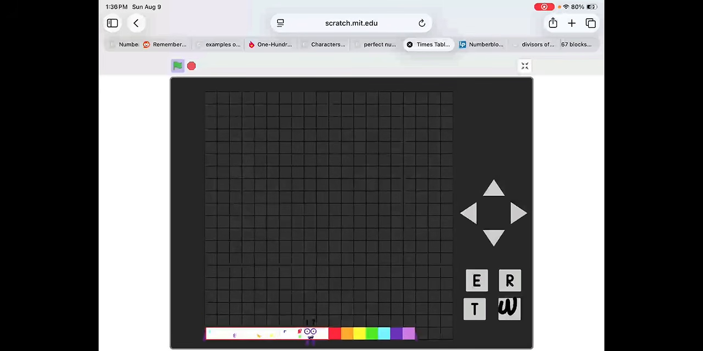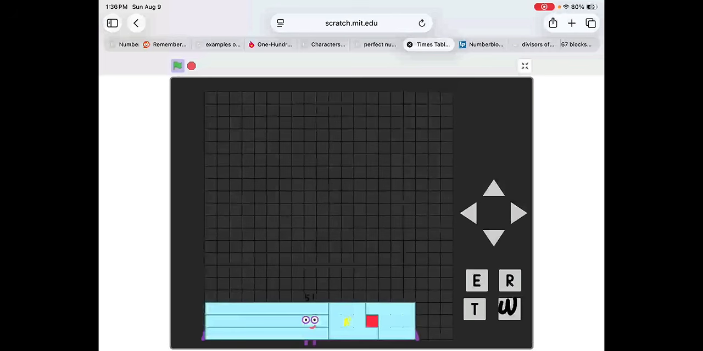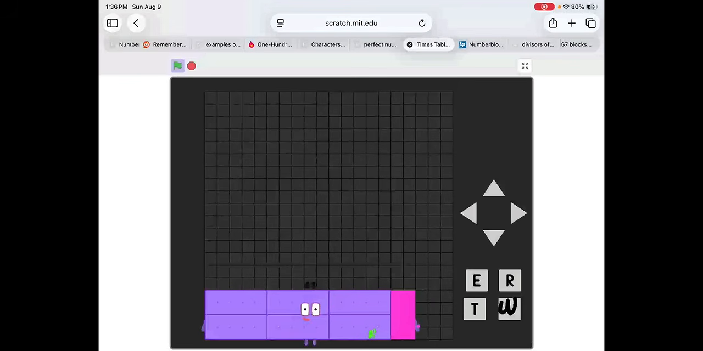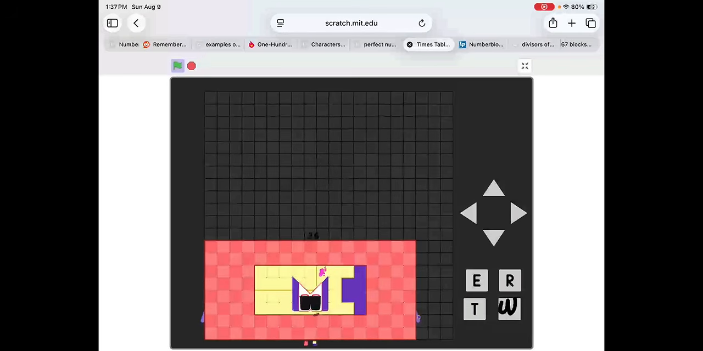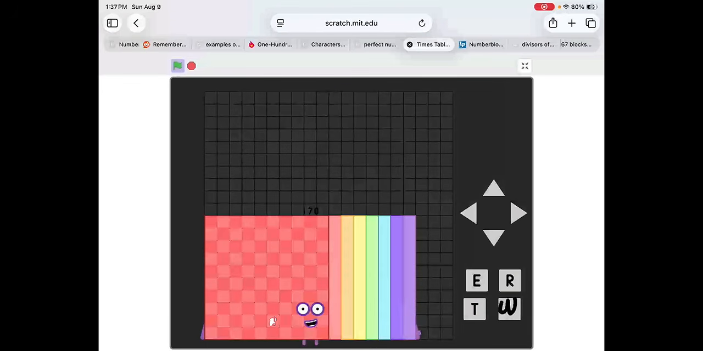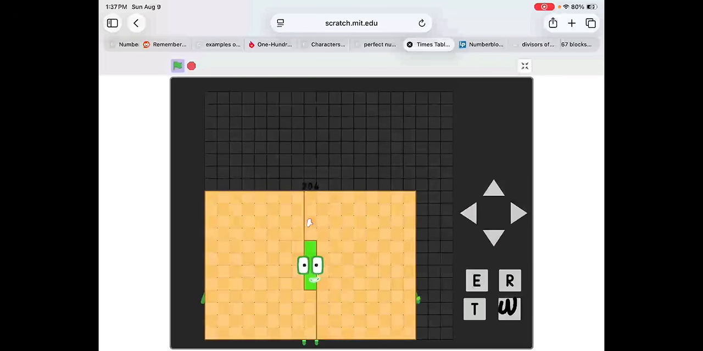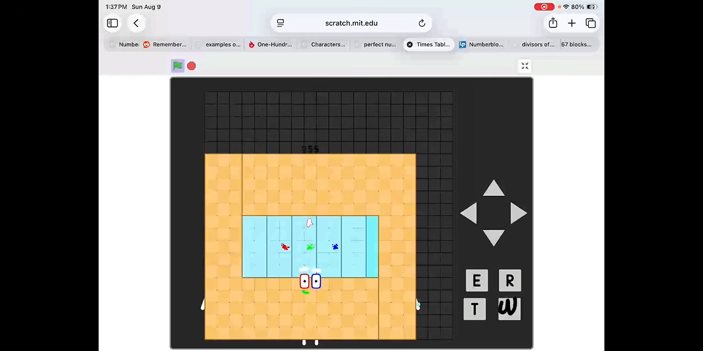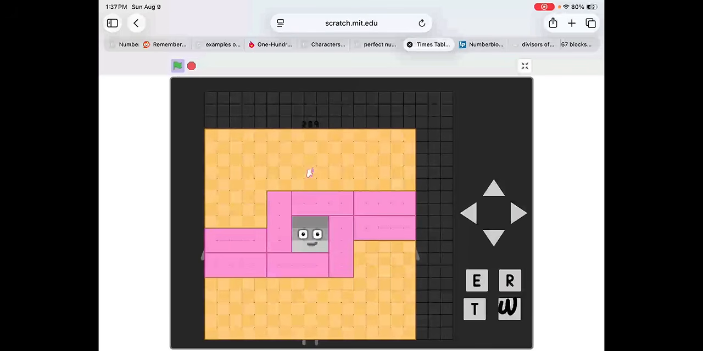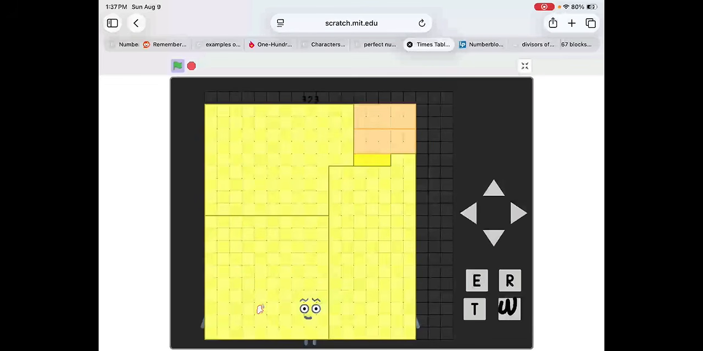Next is the 17 times table, the Painter's Gallery. Here we go. 17, 34, 51, 68, 85, 102, 119, 136, 153, 170, 187, 204, 221, 238, 255, 272, 289, 306, 323, 340.